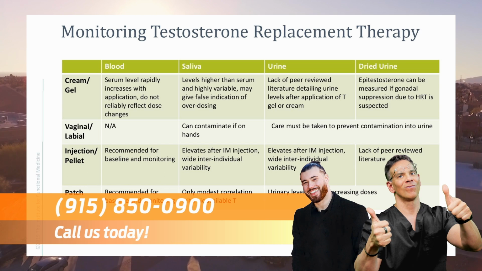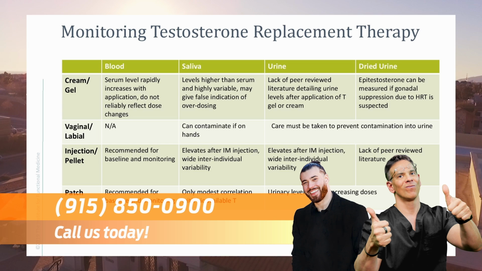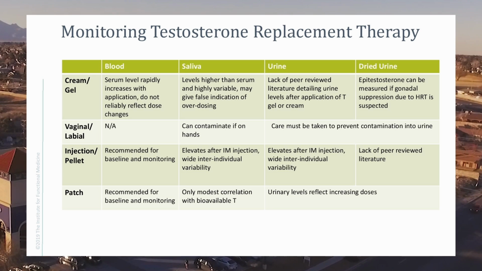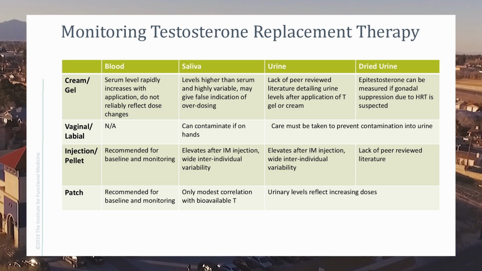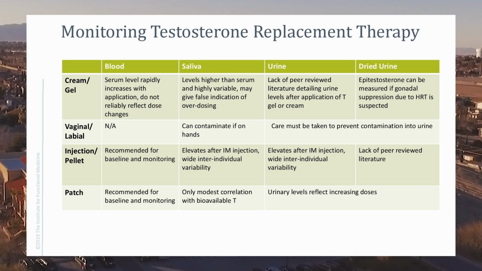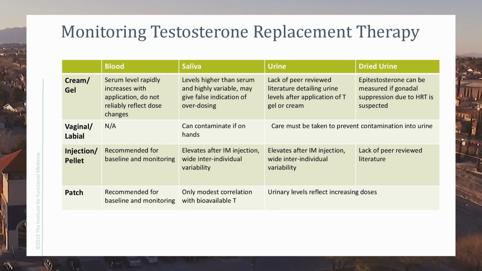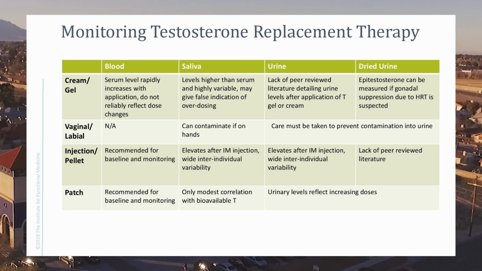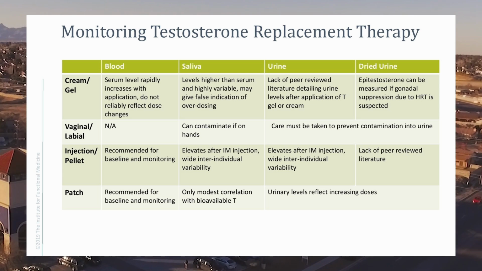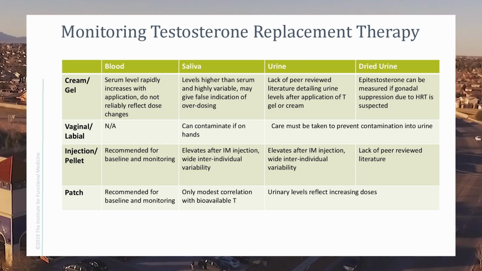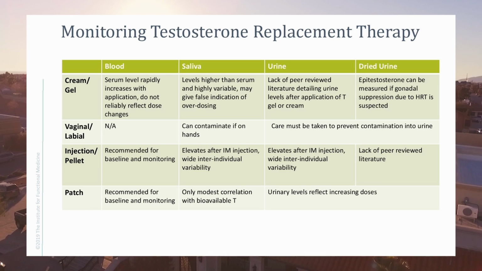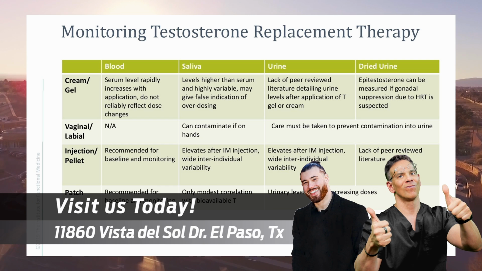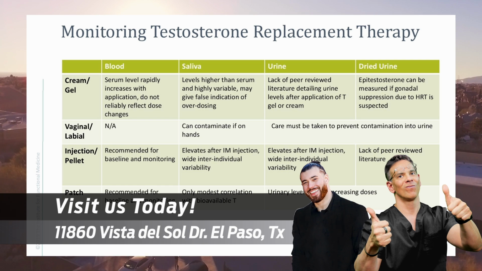Now, if you're doing testosterone injections or pellets, either injection or pellet, blood levels are a good idea. Get a baseline, use them for monitoring. It gives you adequate levels. Now, in saliva, you'll get a big elevation after an IM injection, but there's really wide variability from person to person. So you have to take that with a grain of salt in terms of how accurate your result might be. Same thing happens in 24-hour urine specimens. You're going to get an elevation after an IM injection, but there's a great deal of variability, so who knows how accurate it is. There is essentially no peer-reviewed literature for the dried spot urine.